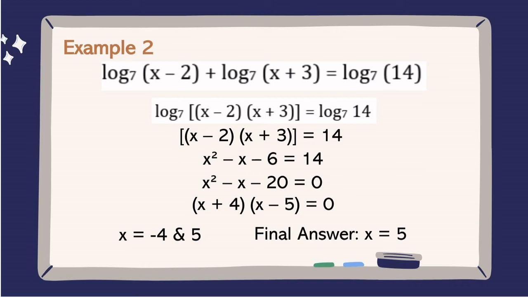So in order to acquire x, we need to factor the equation. Here our factors are 4 and negative 5. And in order to get x, we need to equate each factor to 0. So (x plus 4)(x minus 5) equals 0. Now our x is equal to negative 4 or 5. When x equals negative 4 and x equals 5 are substituted in the original equation, they give a negative and a positive argument respectively. Therefore, x equals 5 is the only acceptable solution.